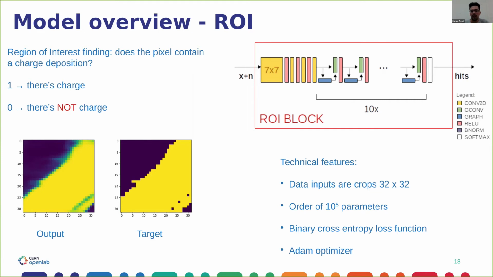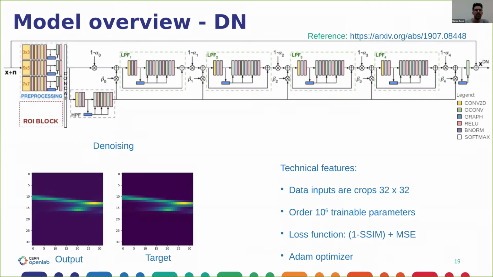The dimension of the ROI block is 10 to the 5th trainable parameters, and we train this net with a binary cross-entropy loss function and the Adam optimizer. As I anticipated before, this is a part of a twofold aim. The second task we want to perform is the denoising. Denoising is carried out by this bigger network. As before, it takes as inputs the noisy crops and outputs a denoised crop.